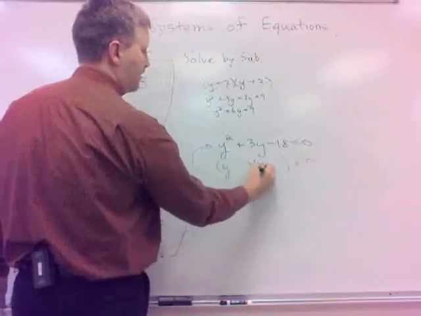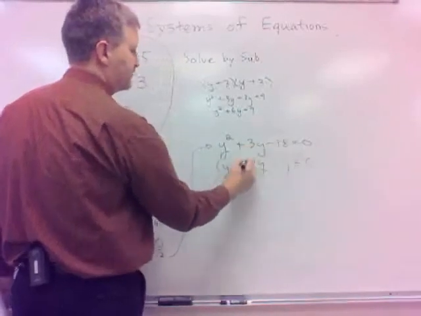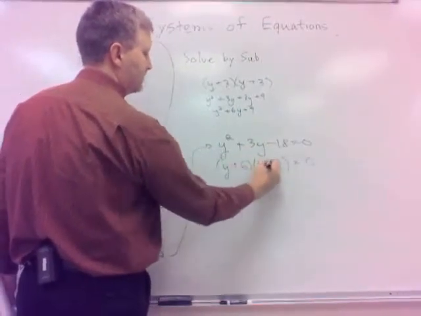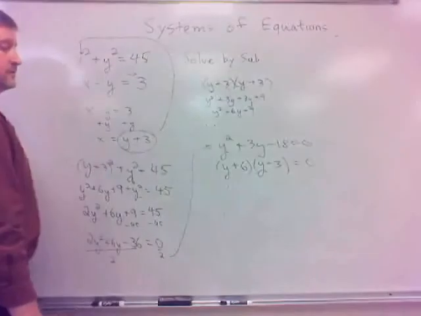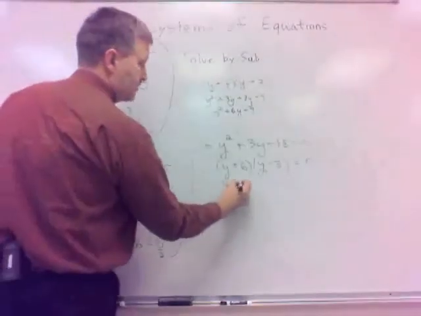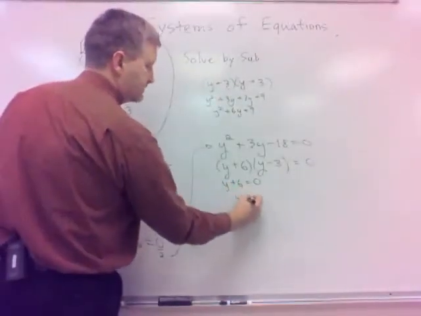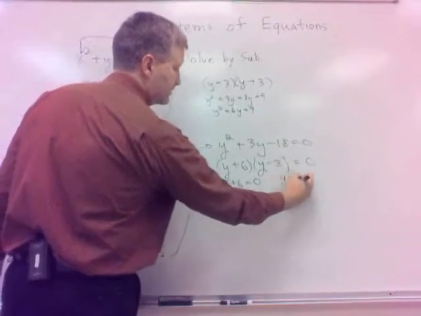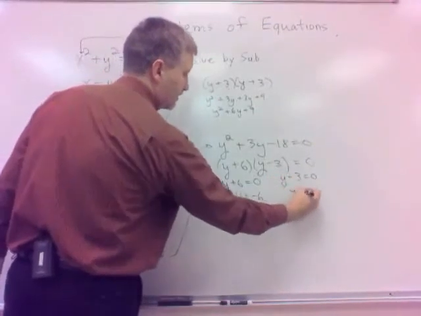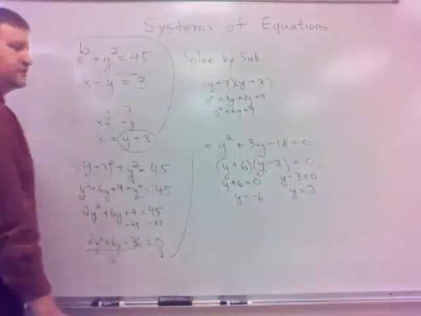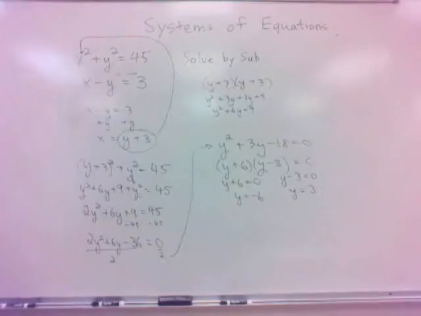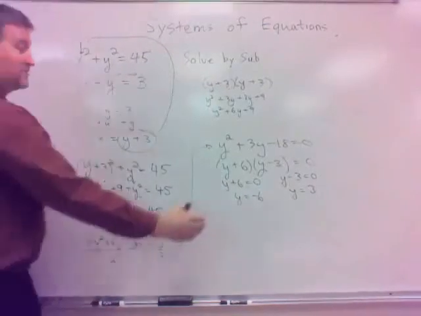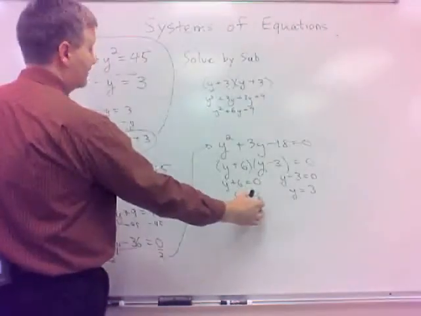y and y. 6 and 3. Positive 6 and a negative 3. So that's going to mean y plus 6 equals 0, y equals negative 6. y minus 3 equals 0, that's y equals positive 3. But again, that's just two half answers. And that does not make the whole. So yeah, we need the x to go with those.